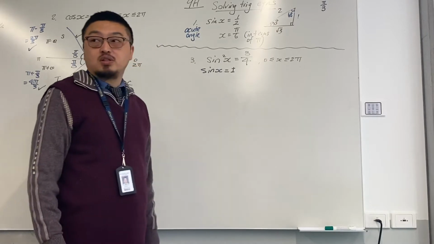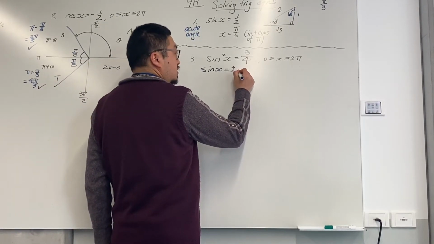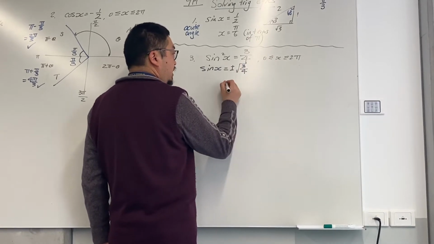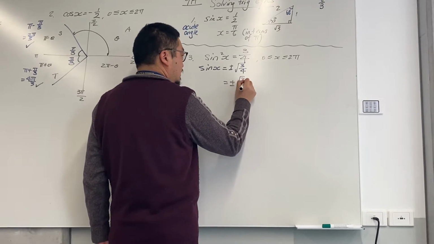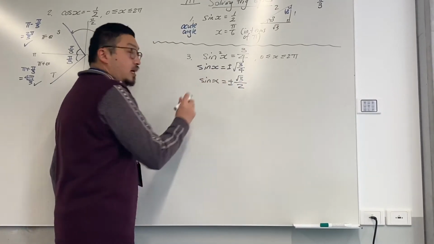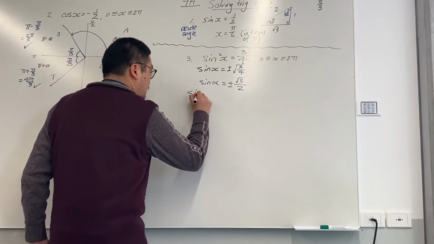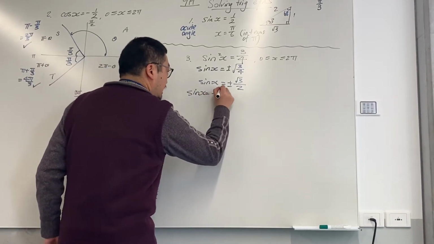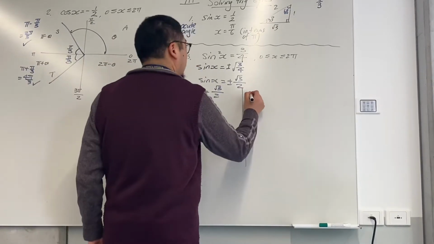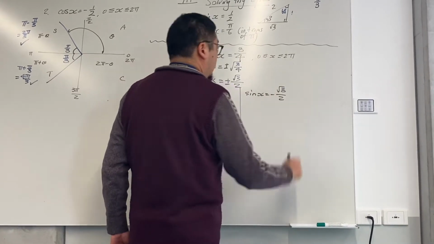Plus minus what? Square root 3 over 2. Three, square root 3 over 2. It's 4, yeah. Square root of 4 is 2, isn't it? Okay. Now, I've got 2 solutions. So one solution is sine x is that. Another solution is sine x is that.